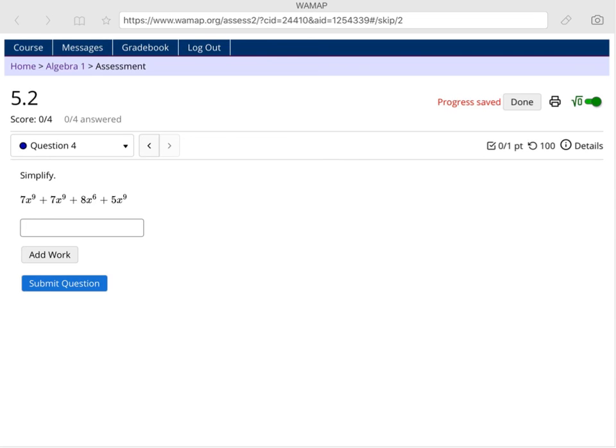Then I have this 8x to the 6th. Well, there is no other x to the 6th that's going to combine with it, so it's just going to stay exactly the same. So that's just going to be plus 8x to the power of 6. And then that is my final answer, and I am done.